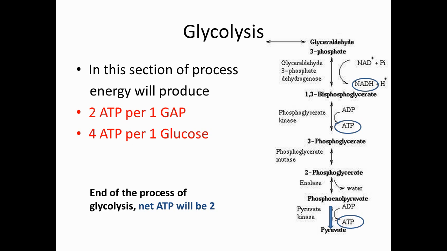That one GAP molecule will convert into 1,3-bisphosphoglycerate, and that 1,3-bisphosphoglycerate will convert into 3-phosphoglycerate. In this process, 1 ATP comes out as a product. 3-phosphoglycerate will convert into 2-phosphoglycerate and phosphoenolpyruvate. Phosphoenolpyruvate will convert into pyruvate with the help of pyruvate kinase. In this process, 1 ATP comes out too, which means there will be 2 ATP from 1 GAP molecule, but we have 2 GAP molecules, which means there will be 4 ATP at the end of the glycolysis process. Remember that at the end of glycolysis we will get a net 2 ATP because we have used 2 ATP in the early process of glycolysis.